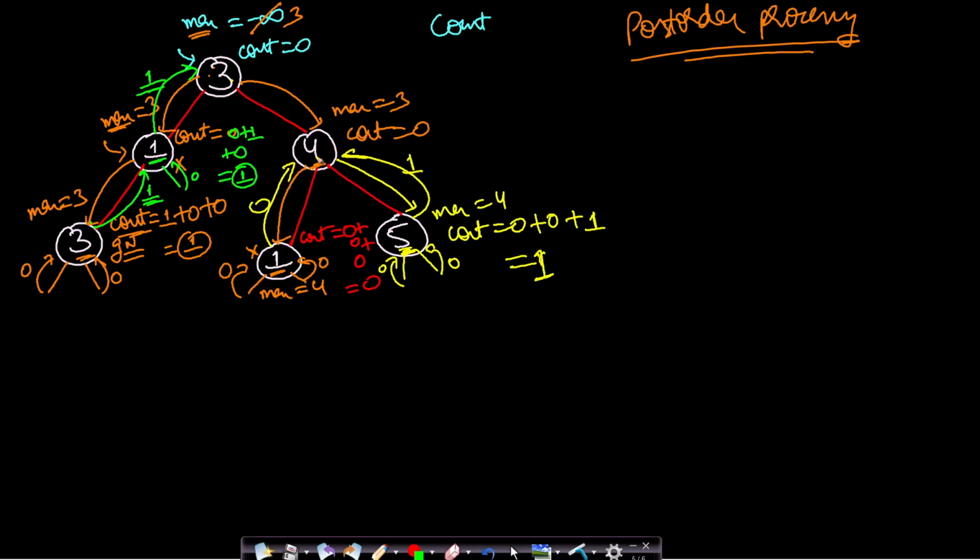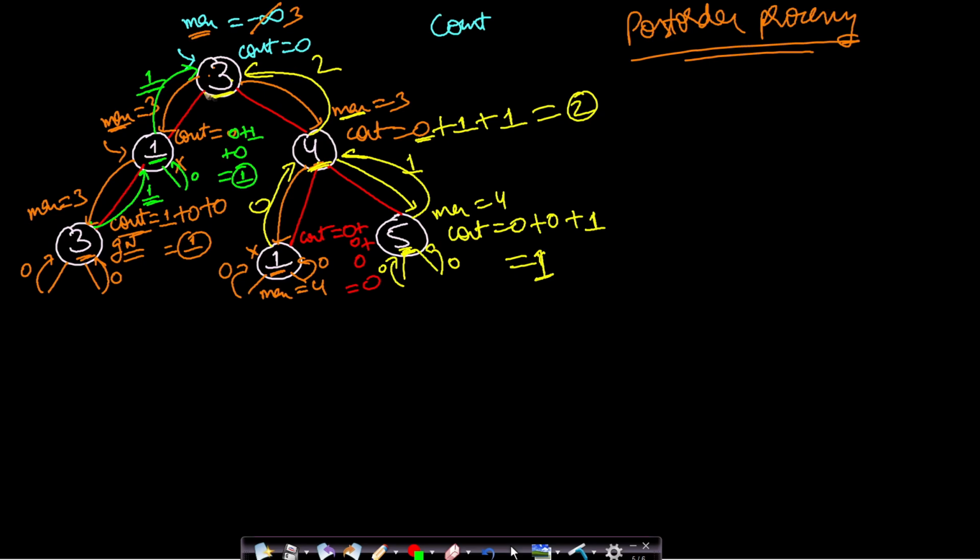Now how much value did it get? From the left call, it got 0. That means the count of good nodes from the left call is 0. From the right call it is 1. And the current node, is it a good node? Just compare with the max value. It is greater than or equal to the max value, so this is a good node. So add 1 to it. It will be 2. So return 2 to the previous call.